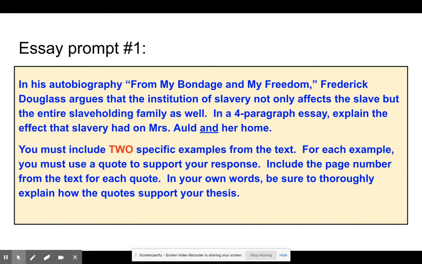Here's essay prompt number 1. In his autobiography, From My Bondage and My Freedom, Frederick Douglass argues that the institution of slavery not only affects the slave, but the entire slave-holding family as well. In a 4-paragraph essay, explain the effect that slavery had on Mrs. Old and her home. You must include 2 specific examples from the text. You may include more, but you have to have a minimum of 2. For each example, you must use a quote to support your response. Include the page number from the text for each quote. In your own words, be sure to thoroughly explain how the quotes support your thesis. And again, the thesis comes from the prompt right here.